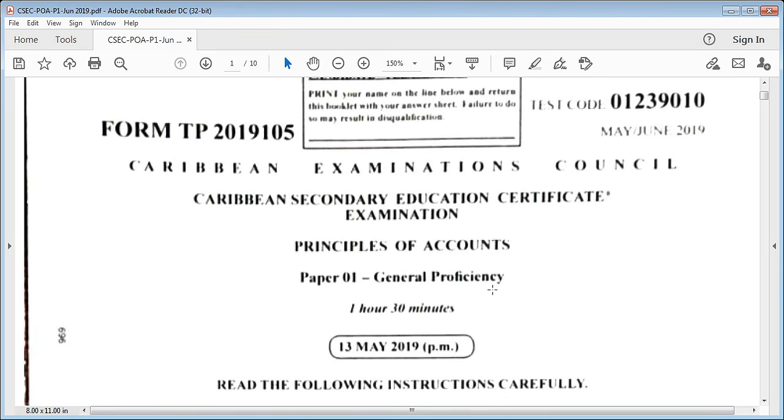Today we'll be doing the CSEC Principles of Accounts, May June 2019, past paper 1.